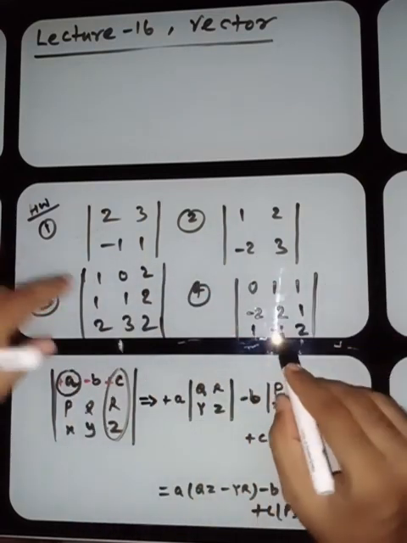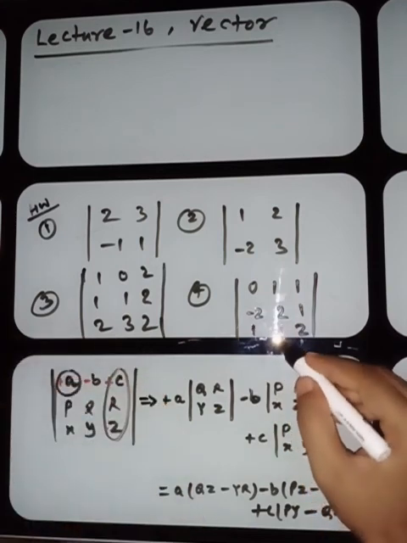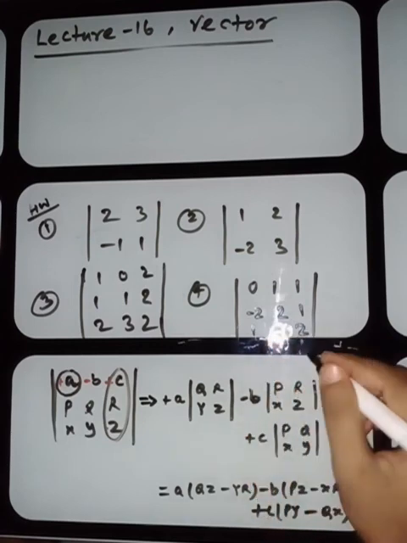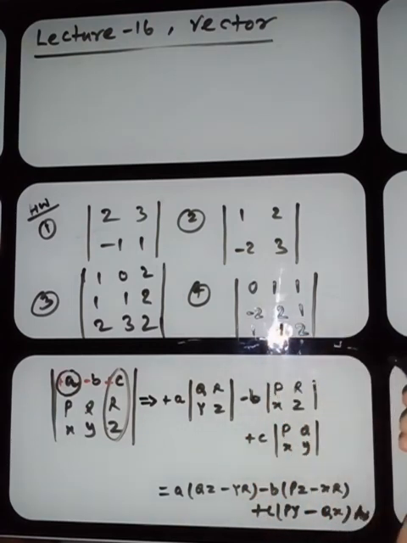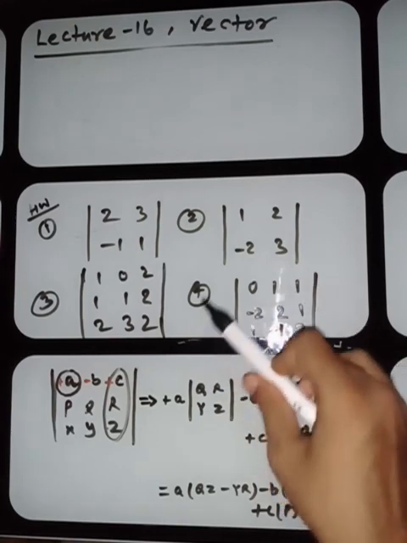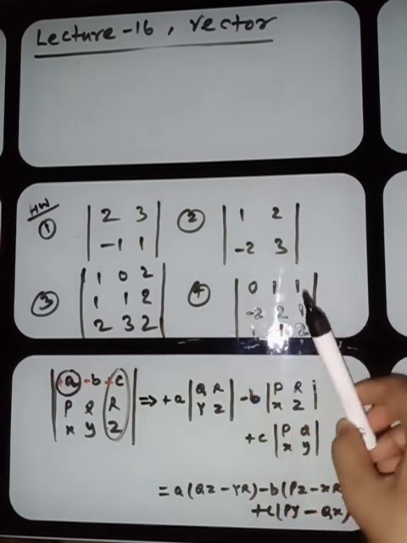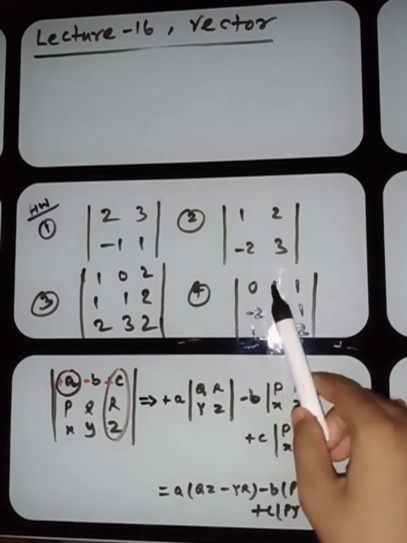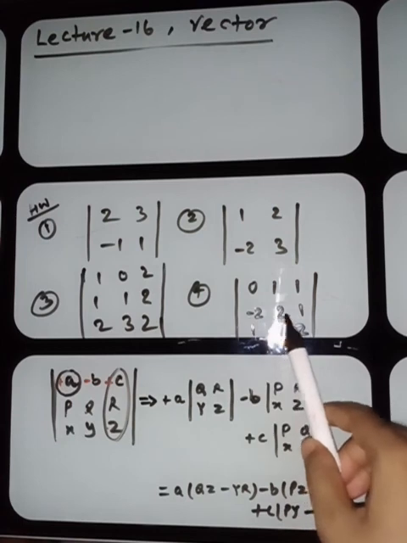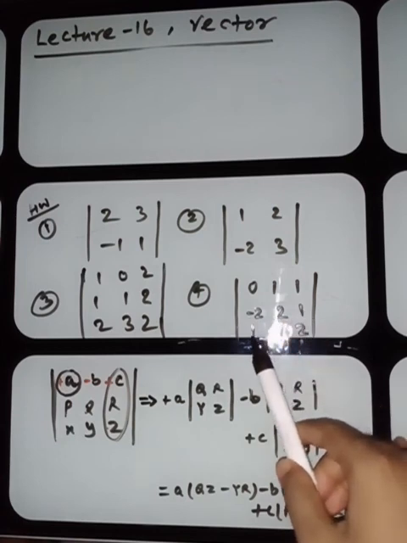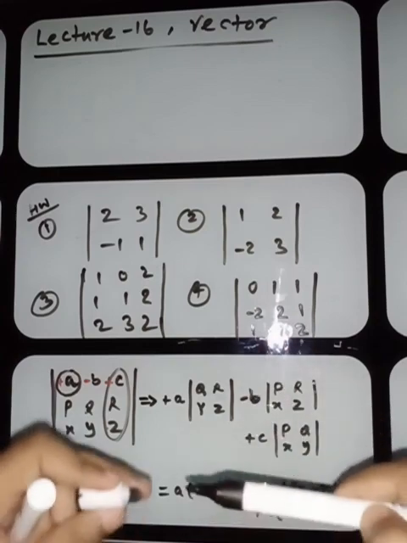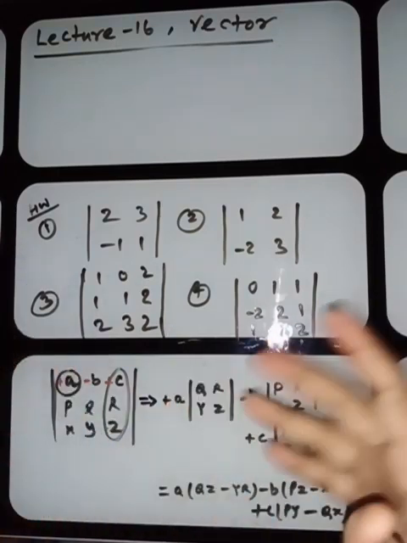You have to remember, my board might be showing a sign problem here, but I have written minus 1. I'm telling you minus 1 again. Let me tell you the members of this determinant since my board is signing. This is 0, 1, 1. The second row: minus 2, 2, 1. Third row: 1, minus 1 and 2. So you have to find the answer of these four questions.